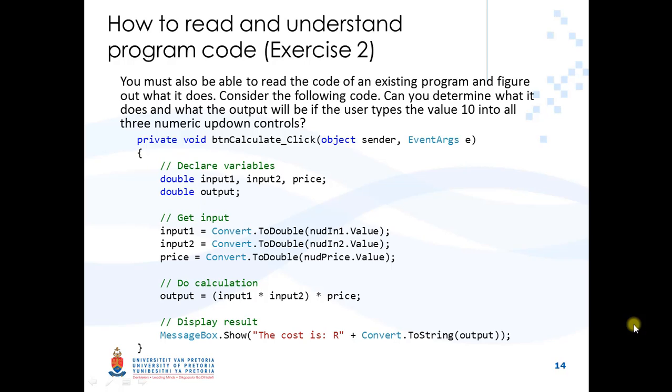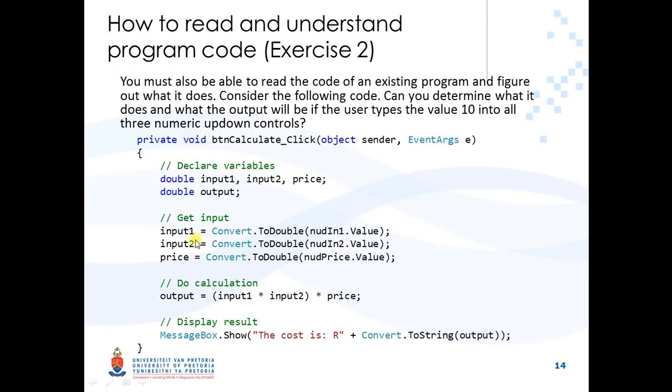Okay, so we can see that this event handler is a button's click event and it calculates something. We can also see there are 3 double variables and another 4th double variable for the output. Then there's a numeric up down called in1 and a numeric up down called in2, and we take their values and store them in input 1 and input 2. Then we have a numeric up down which holds a price.